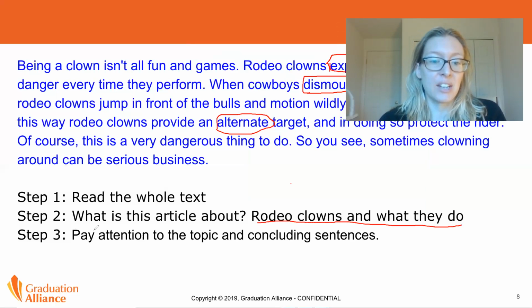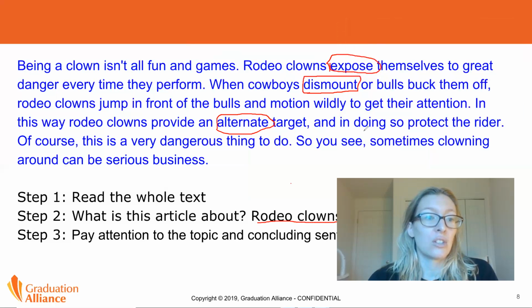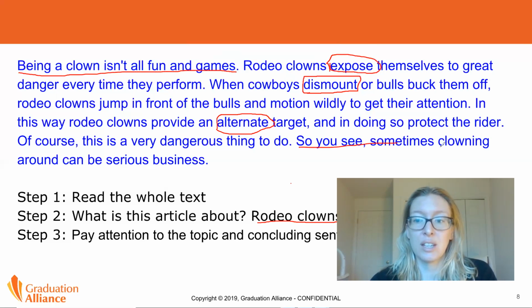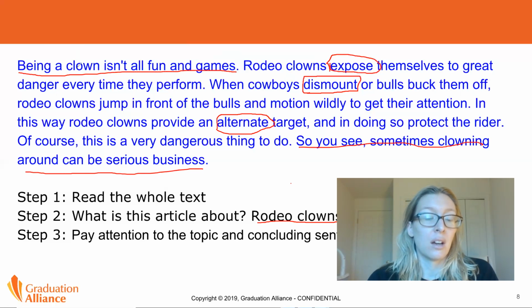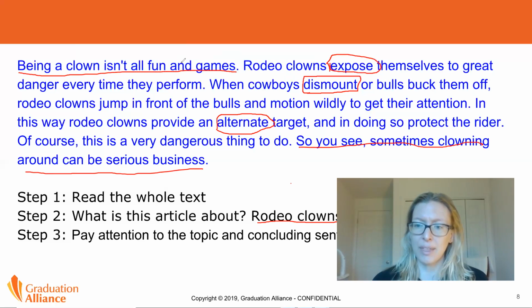And then step 3, pay attention to the topic and concluding sentences. Okay. So being a clown isn't all fun and games. And so you see, sometimes clowning around can be serious business. So a clown, and it's not fun and games. There's that distinction between the two. And then clowning can be serious business. And I know exactly what they're hinting at, because basically the bulk of the paragraph is about how it's dangerous to be a rodeo clown.